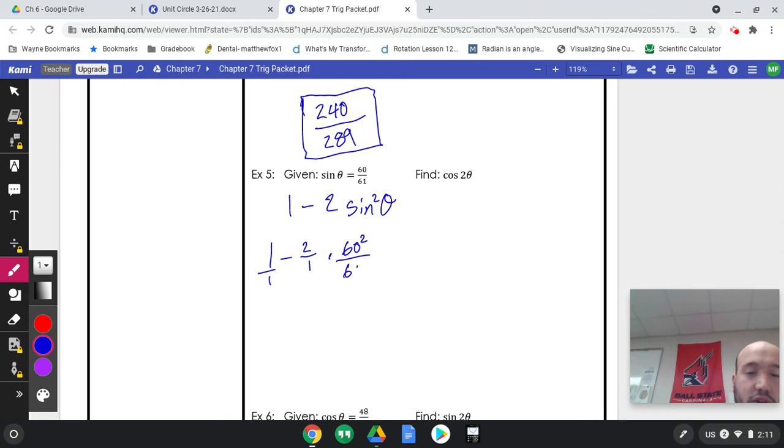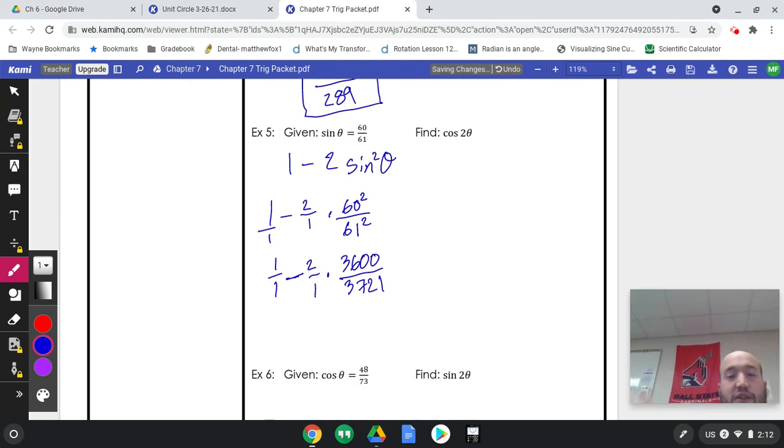So 60 squared, 61 squared. Okay, so that's still 1 over 1 minus 2 over 1. Now these ones I couldn't do in my head. I already wrote them down though, just to save a little time. 60 times 60 gives us 3,600. 61 times 61, 3,721. I guess maybe I should rephrase that. I could do it in my head if I wanted. You could probably do these in your head if you wanted, but it's fine. Use a calculator. You don't need to test yourself. You don't need to prove yourself.